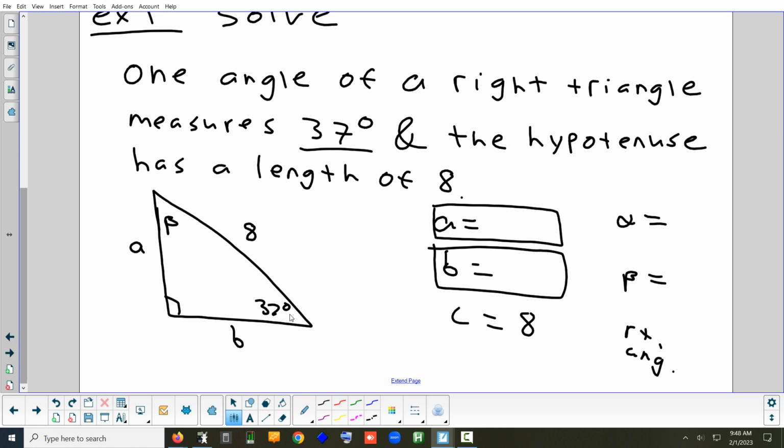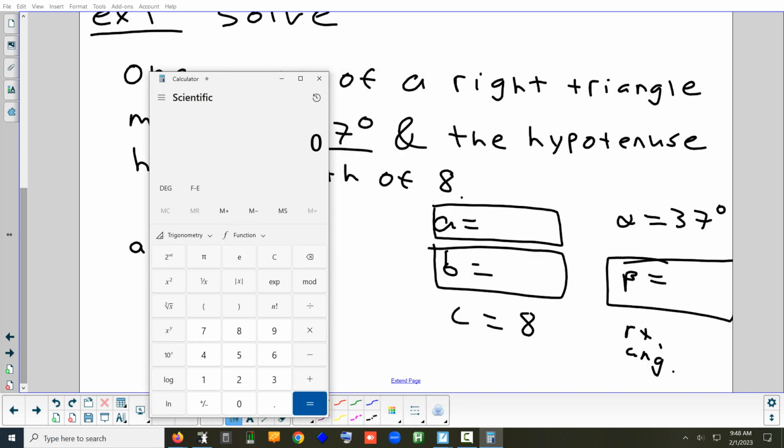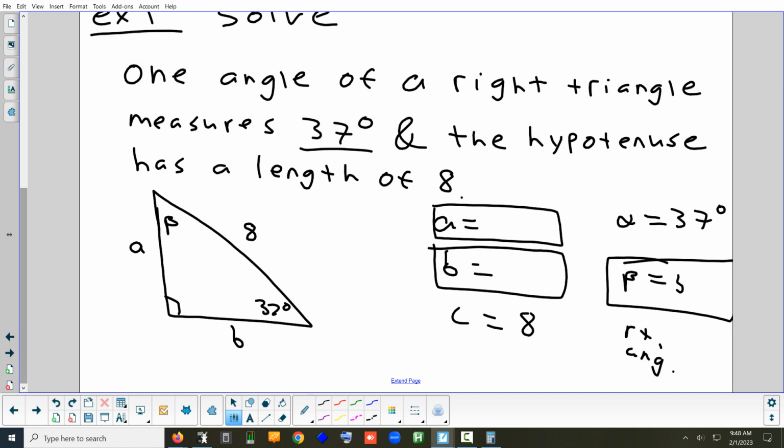Do we know alpha? Yes. What's alpha? 37, because it's across from A. And beta, we don't know. Well, we can get beta pretty quickly. How can I get beta? Very easily. We don't really have to use anything too fancy here. 90 minus 37. We know alpha and beta are complementary. We just said that. So just do 90 minus 37, and you get 53. Okay, so beta's done.